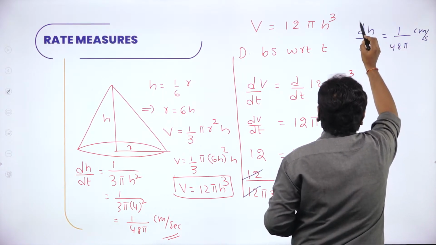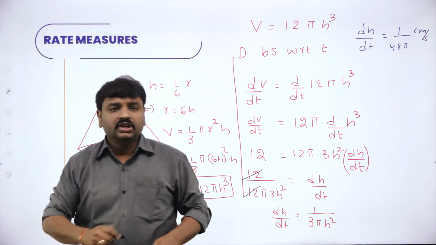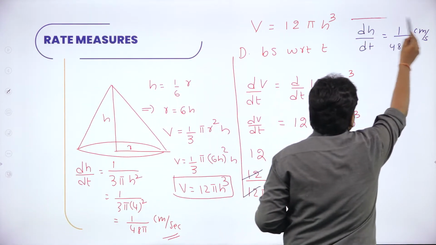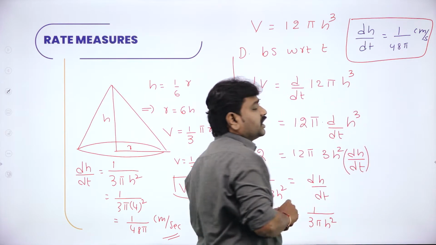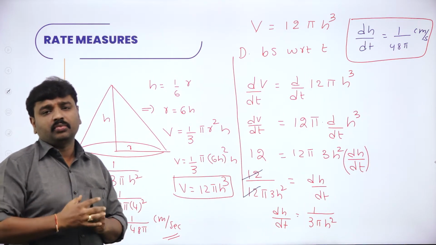So what is the conclusion? Positive you got. So positive means what? Height is increasing. So we'll write the conclusion. What is the conclusion? Therefore height increases at the rate of 1 by 48 pi centimeter per second. This is an easy problem repeated many times in your board exam.